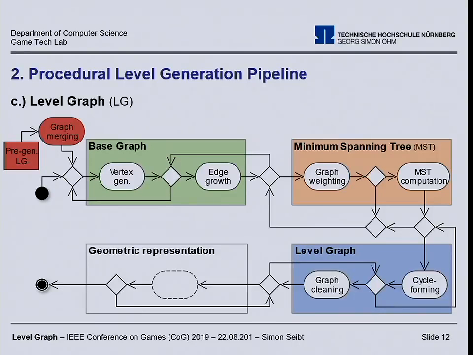The final level graph structure can be used to generate the final geometric representation, or it can be exported and imported to another pipeline run, which, for example, will have different parameter settings. This process is represented by the red boxes here, and we call this process graph merging. So a final level graph structure can merge individually, separately generated level graphs with different parameter settings.